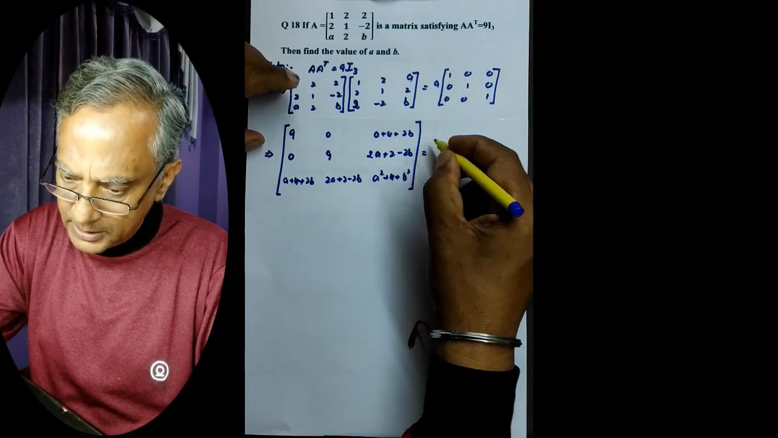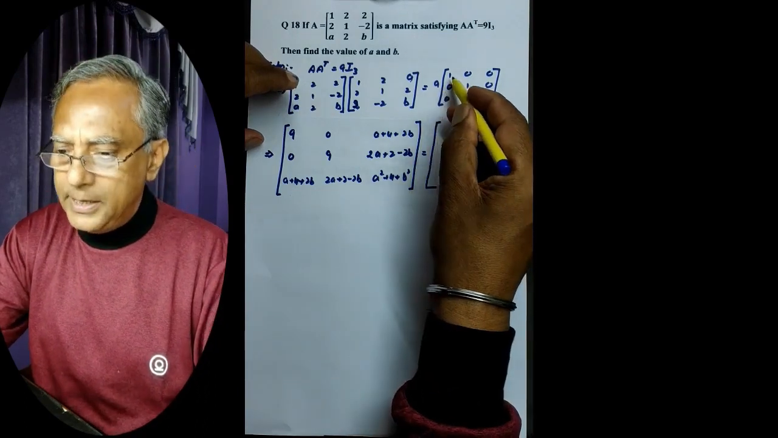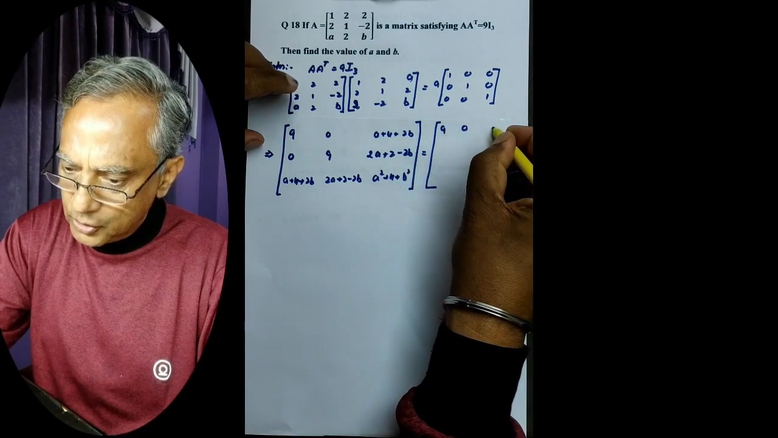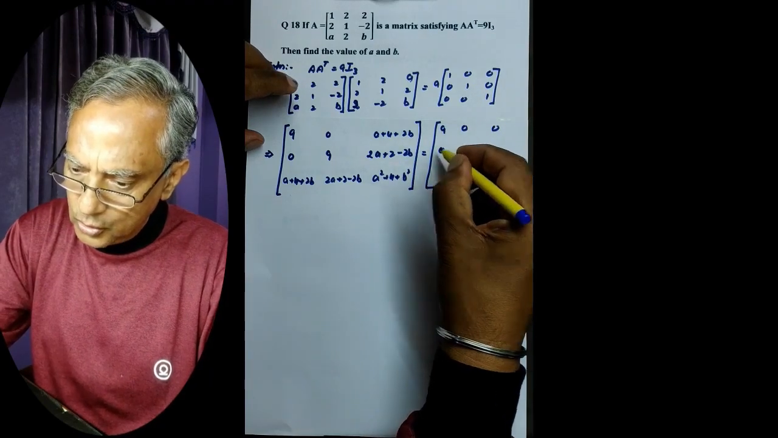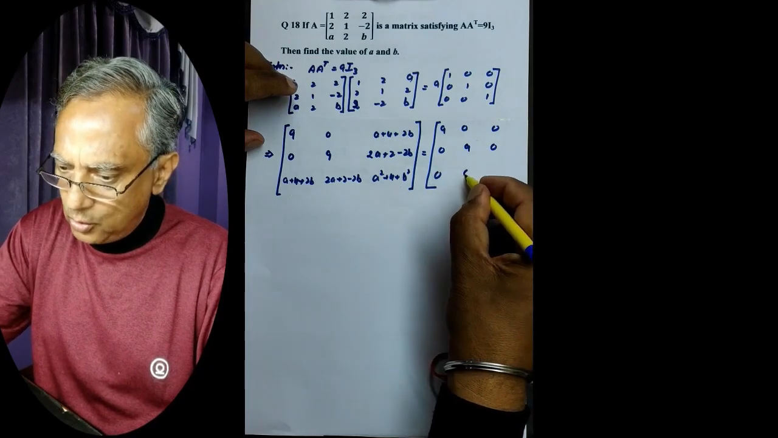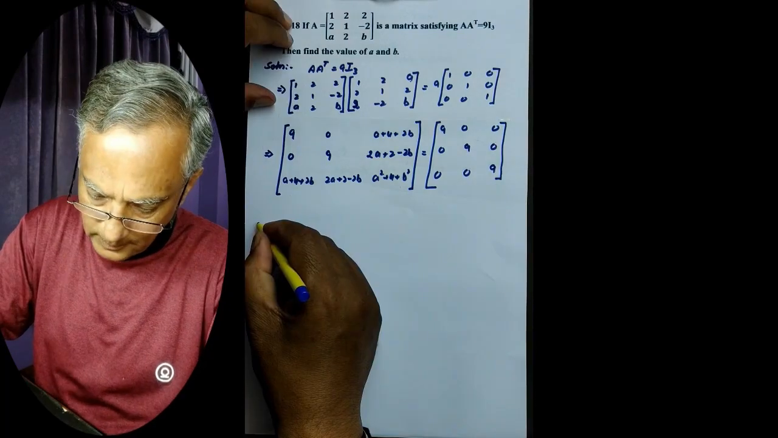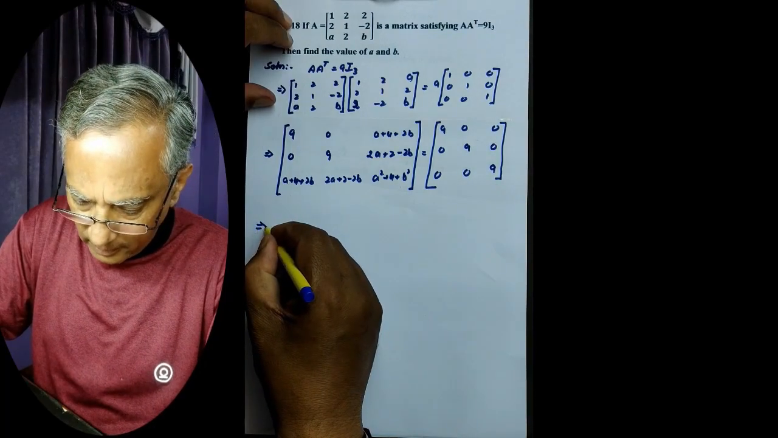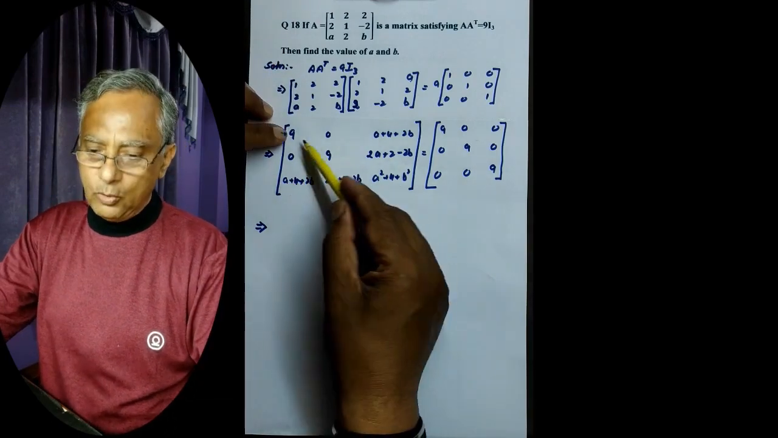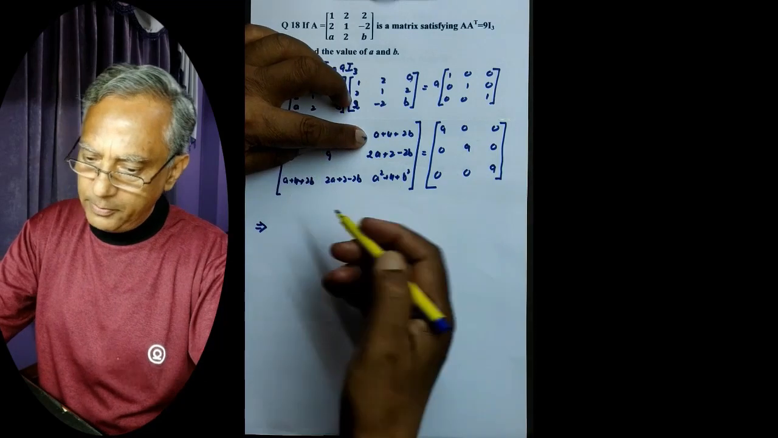And this must be equal to, now multiply each and every entry by 9. So we get 9 0 0 0 9 0 0 0 9. And for equality, the corresponding entries must be equal. So 9 must be equal to 9, 0 is equal to 0. This must be equal to this.